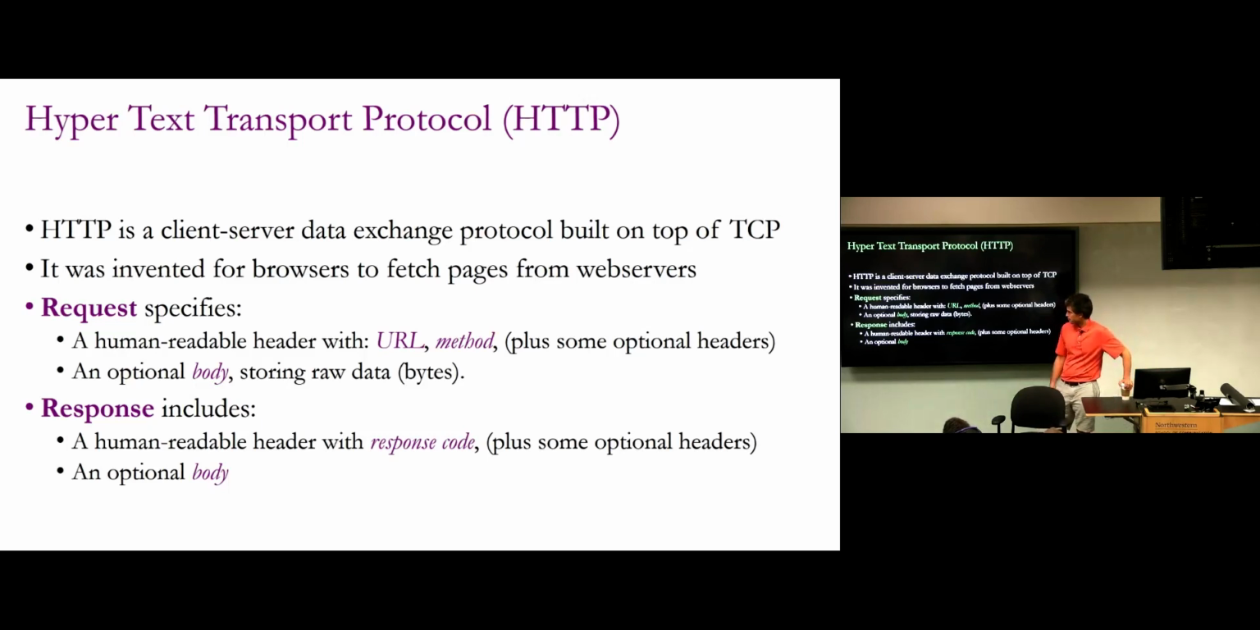There's a header that has several things, but it always has a URL and a method, like GET, POST, PUT, something like that. We'll talk about those later. There could be a body in the request, especially if you're uploading data, if you're posting data. And then a response comes back that has, again, human-readable information in the header, including a response code, basically indicating whether the request was successful or failed, or some in-between cases.